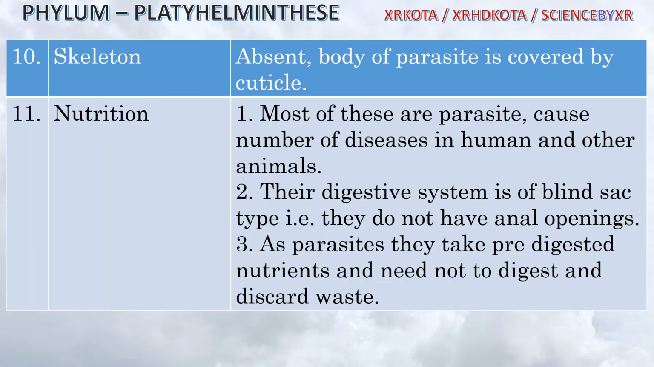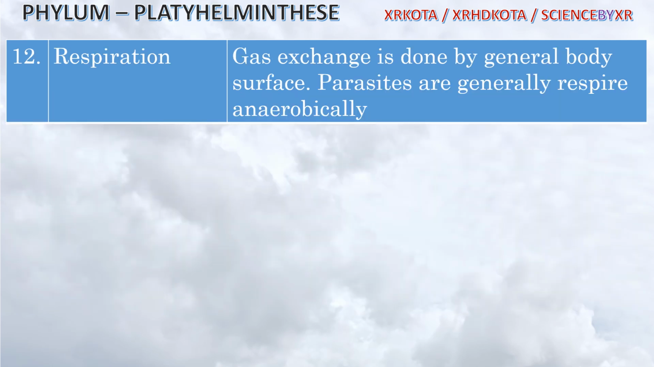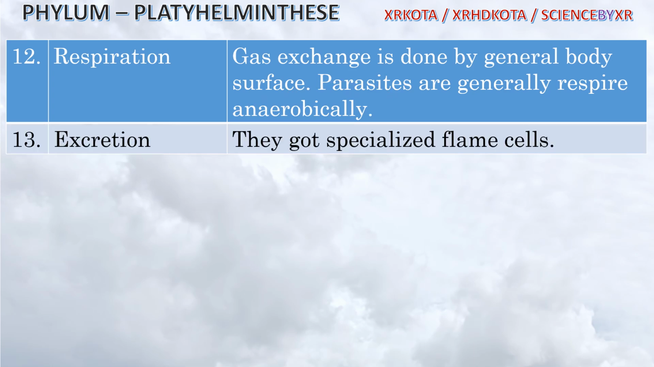Nutrition. Most of these are parasites, and if they are parasites, then they will be absorbing the nutrients directly from the host with the help of their suckers. And if they are free living, then they will be depending on the dead organic matter. Digestive system is blind sac. That is not a very well developed system because they are already taking pre-digested food, so they need not digest it. Okay, respiration. So respiration is done by simple diffusion through the general body surface, and sometimes they may even show anaerobic respiration.